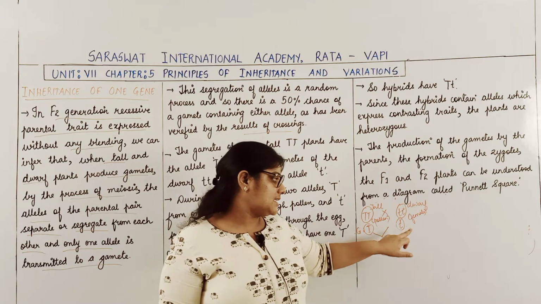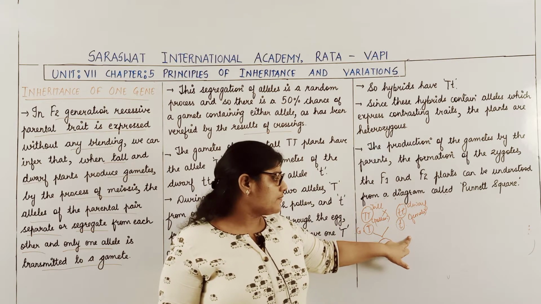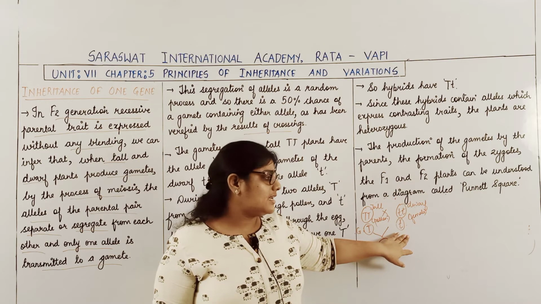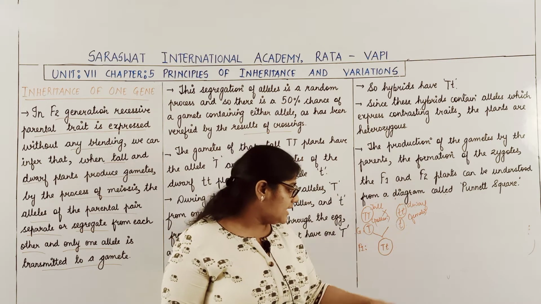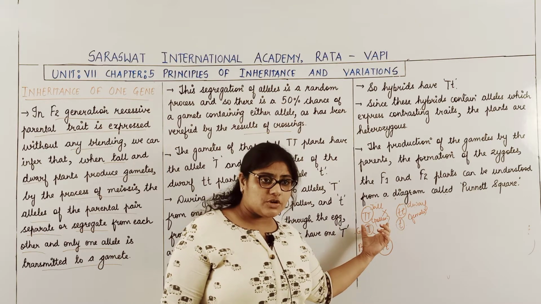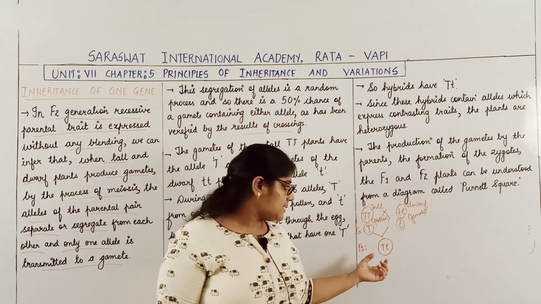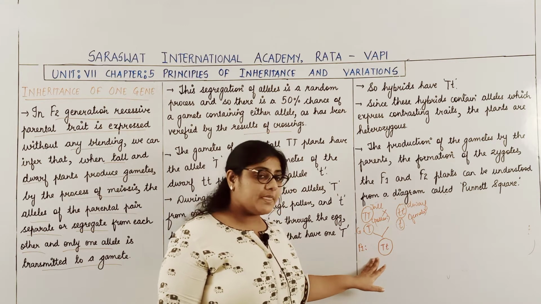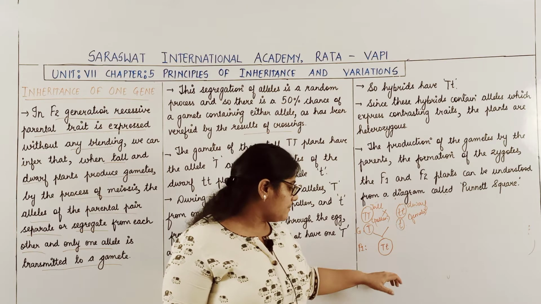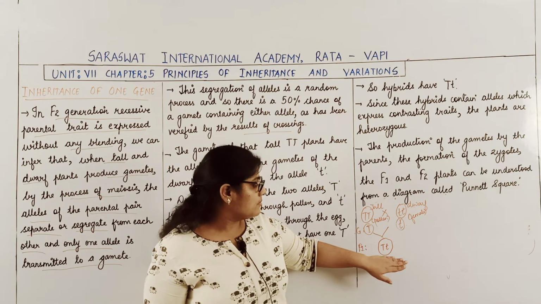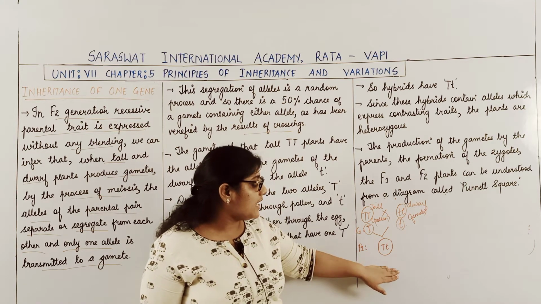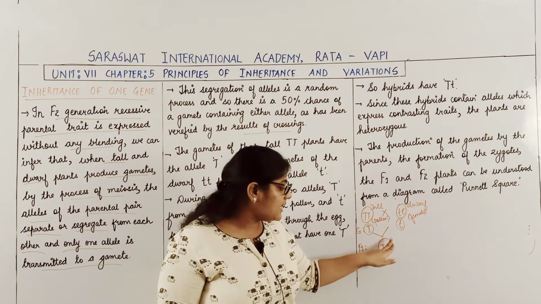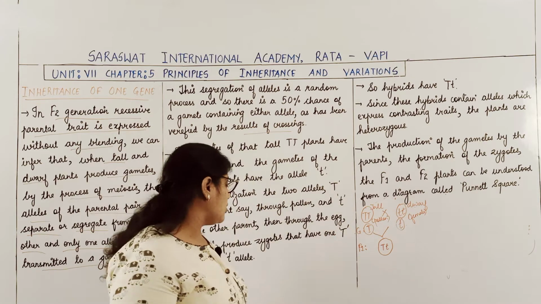Capital T. Similarly, the gametes of the dwarf plants will contain which allele? It will contain the small t allele. Now after the formation of gametes, fertilization takes place, and during fertilization what will happen? The fusion of the gametes will take place, zygotes will be formed. So these zygotes contain both the alleles, one capital T allele and one small t allele.